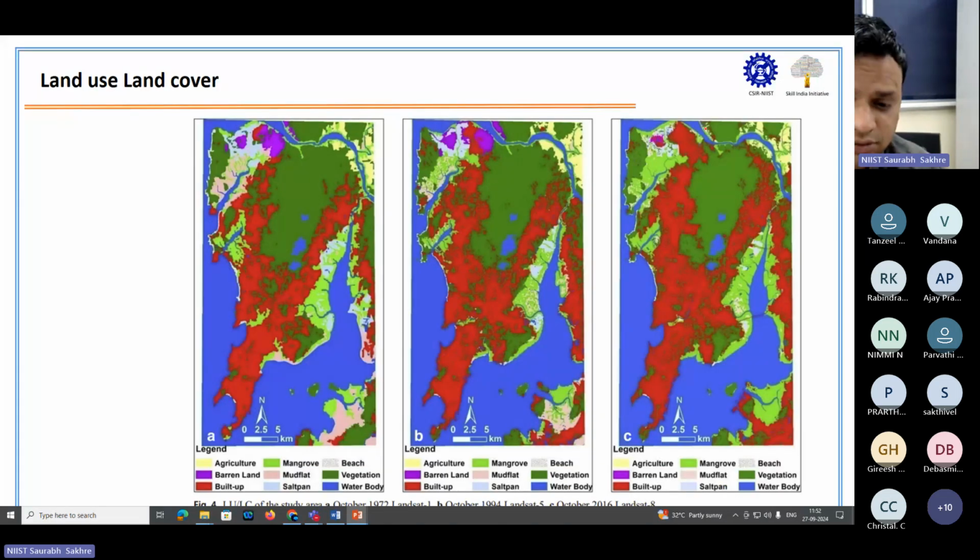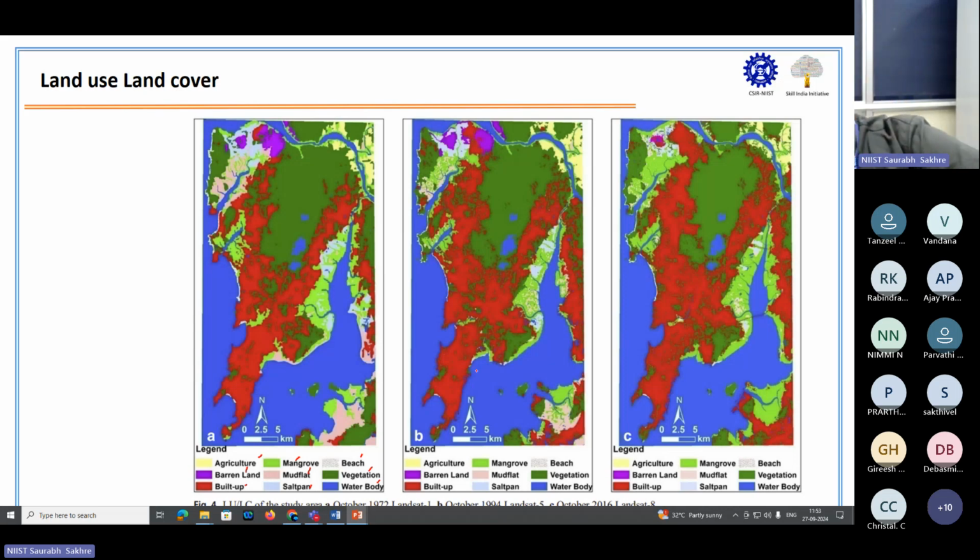And then of course, in the second step, what we always do is preparation of the land use land cover map. So I hope you know very well now how we carry out land use land cover analysis. Here you can see that we have divided the creek ecosystem into nine different classes: agriculture, barren land, built up, mangrove, mudflat, salt pan, beach vegetation, and different water bodies.